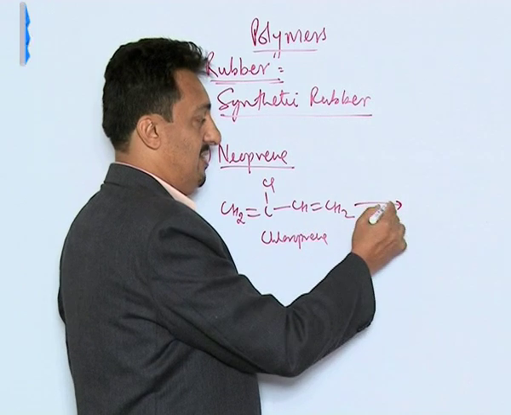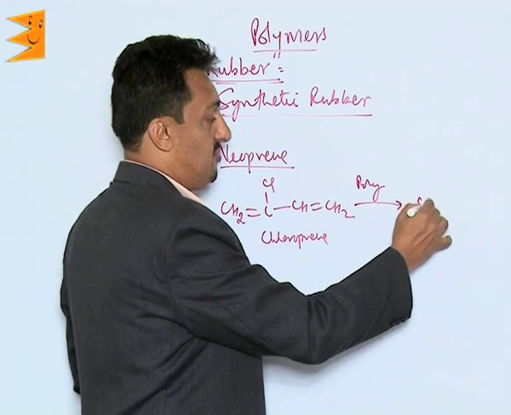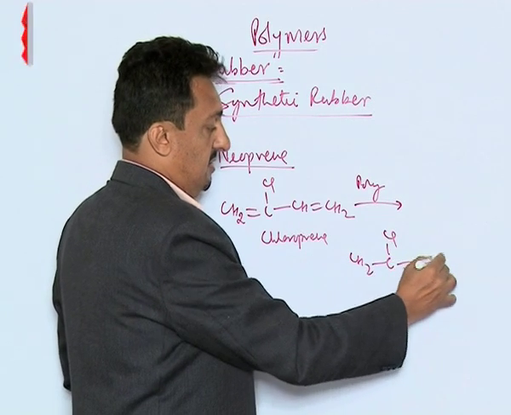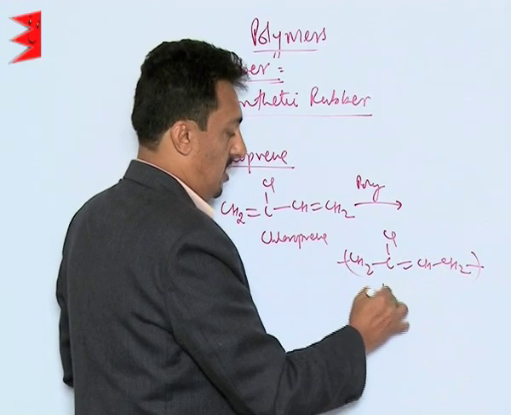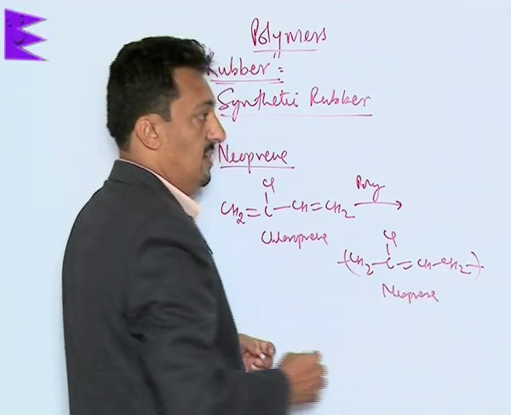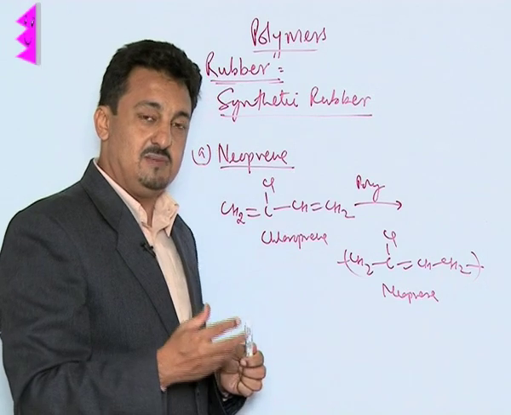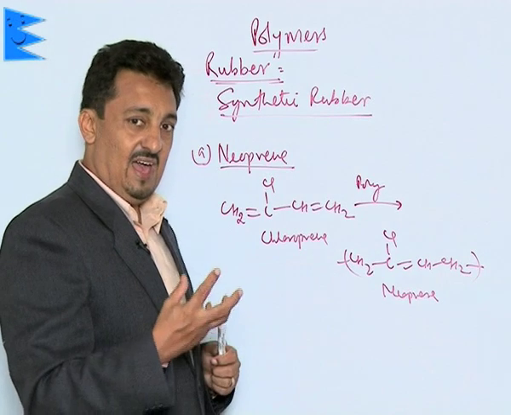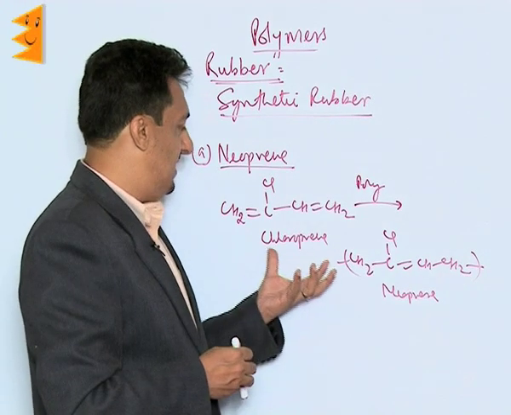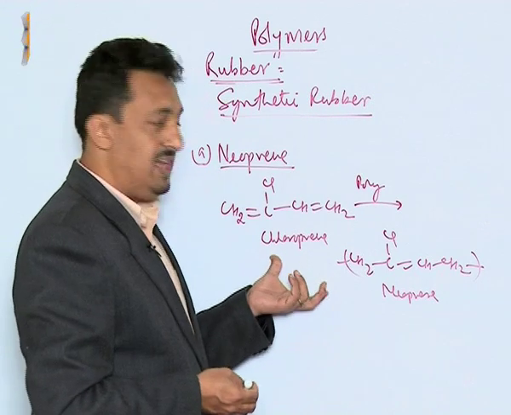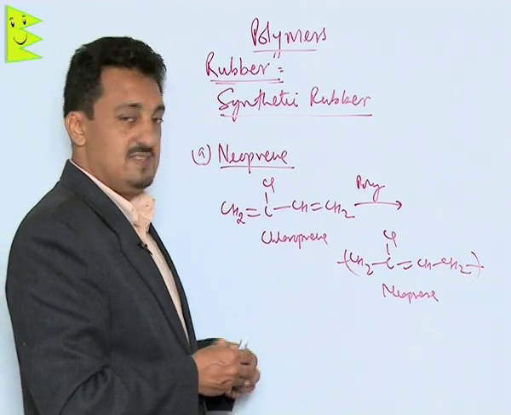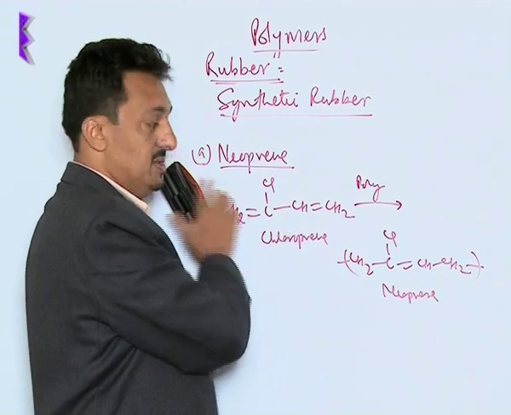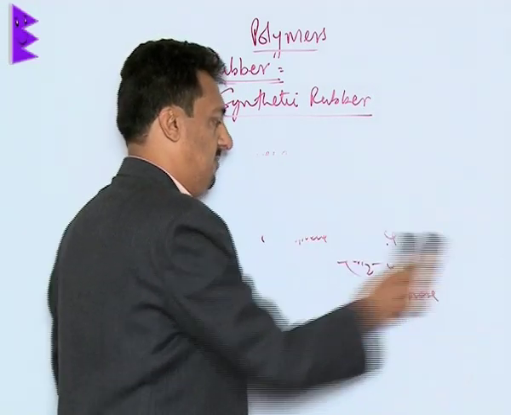When this is subjected to polymerization, it leads to the formation of this type of polymer. So, this is called neoprene. Now, this neoprene is resistant to vegetable and other oils, and that is why it is used in making conveyor belts, gaskets and hose pipes. So, it has a lot of applications. It is one of the very important synthetic rubbers we have developed. Remember, it's a homopolymer because the monomer is made up of only one type of molecule.